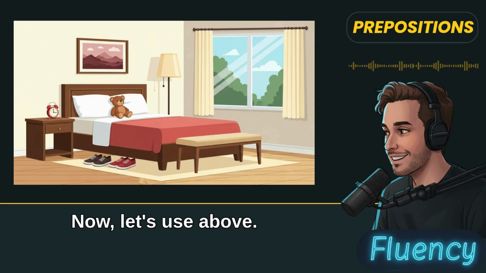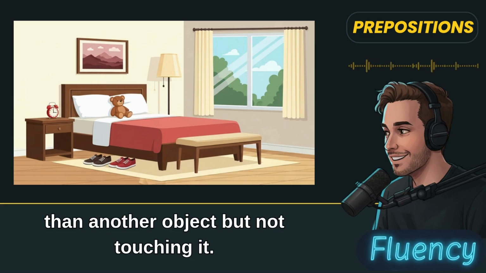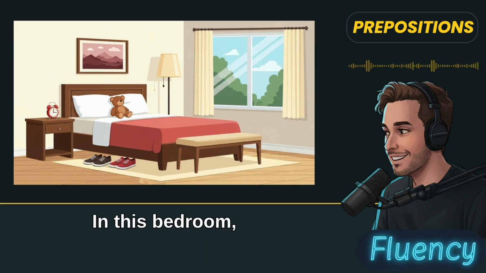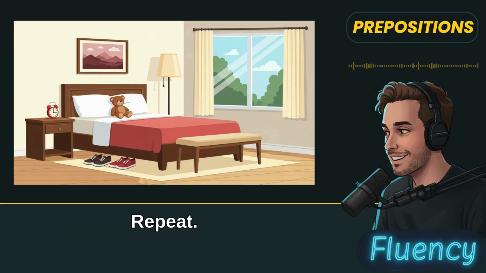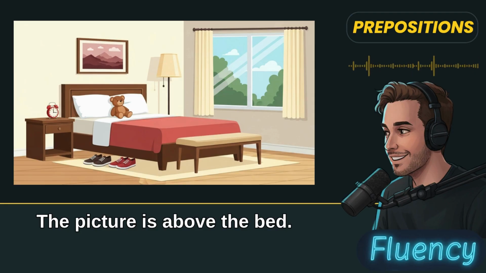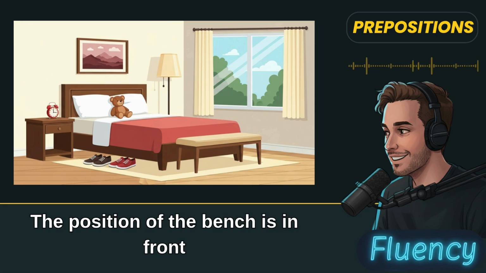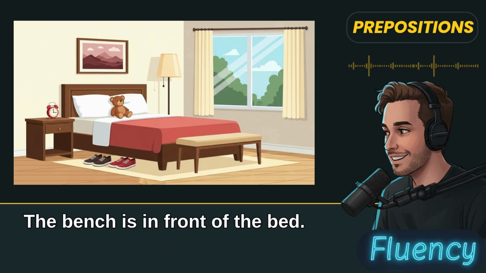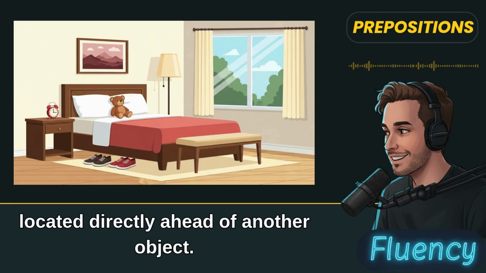Now let's use above. Above means something is higher than another object but not touching it. In this bedroom, there is a picture above the bed. Repeat. The picture is above the bed. Now look at the bench in the room. The position of the bench is in front of the bed. Repeat. The bench is in front of the bed. We use in front of when something is located directly ahead of another object.